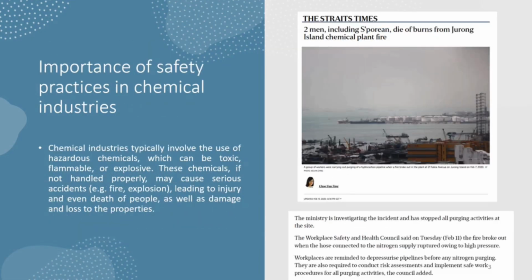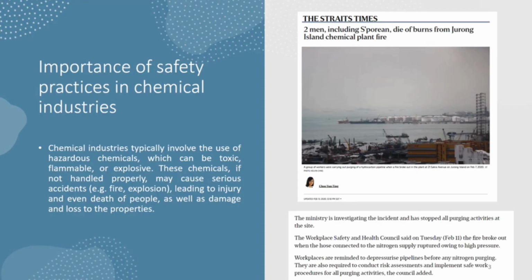The main concern of working in the chemical industry is definitely the use of hazardous chemicals, which can be toxic, flammable, or explosive. If we don't handle the chemicals properly, serious accidents can happen. For example, fire, explosion, leading to injury and even death of the people, and also the damage and loss to the properties.